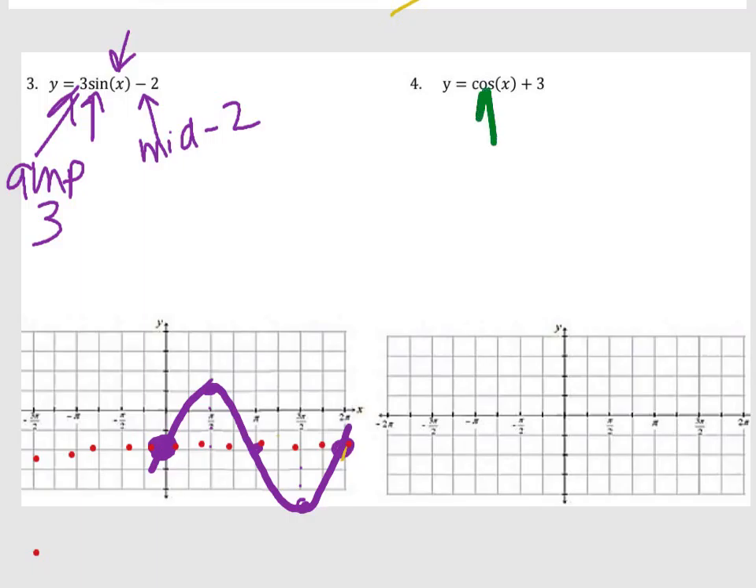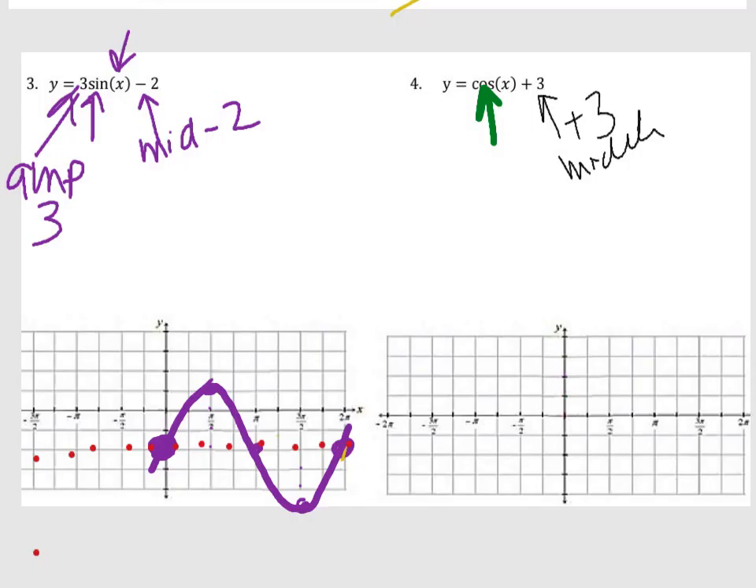Next one, cosine. So we are going to start up at the top at 1, but again, we have a vertical shift of +3 for our midline. So we'll go up 1, 2, 3, and we're actually going to start up here instead at 3. Our midline would be at 0, but it's not. It's 1, 2, 3 is our midline, so we need to start at 4.